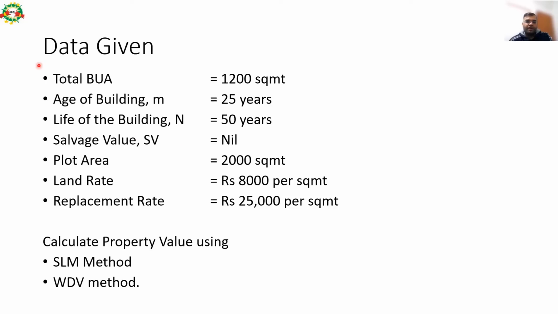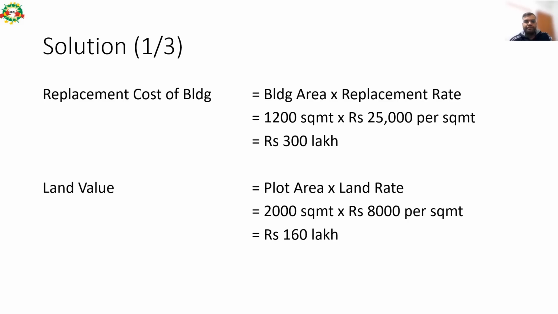So this is the data given in the question. Total built up area has been given in the question, which is equal to 1,200 square meter. Age of the building, M, is given in the question, equal to 25 years. Life of building, total life of the building, N, is 50 years. Salvage value is nil. Plot area given in the question is 2,000 square meter. Land rate is given as 8,000 rupees per square meter, and replacement rate is also given, 25,000 rupees per square meter, and we have to calculate property value using SLM and WDV method.